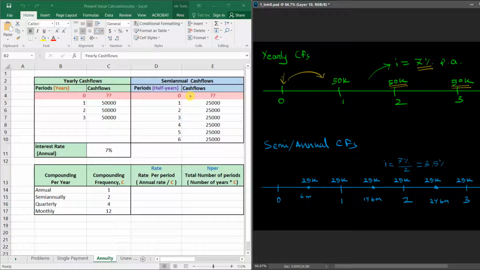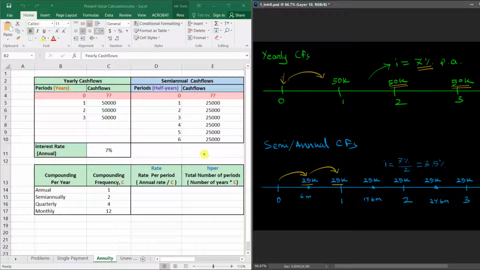Now for the second problem, we will receive $50,000 in each year, but we will receive this $50,000 in 2 equal payments. So in year 1 we'll receive $25,000 after 6 months, then again after another 6 months we'll receive $25,000. So in total it is $50,000, but received at different frequency. All right.